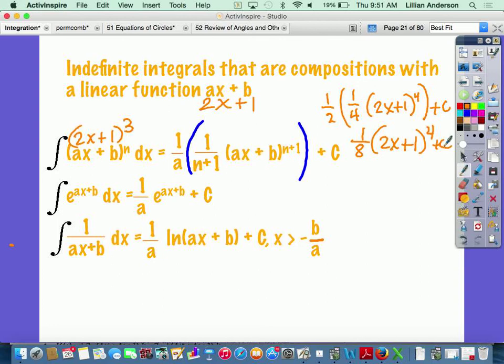Okay? So whenever you have a linear function that you're taking the integration of, whatever a is going to have an impact. You see that? It's always 1 over a. And then it's the normal integration rule. Does everybody see that? So it's 1 over a and then the normal integration rule for that particular thing. If it's e, the normal. 1 over is ln. Okay?